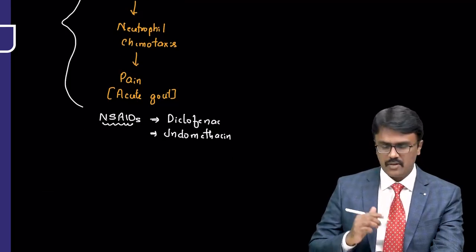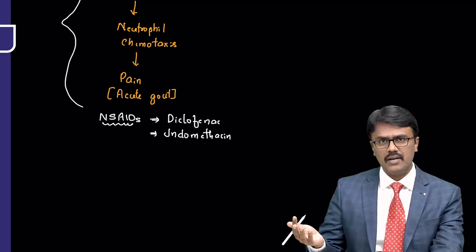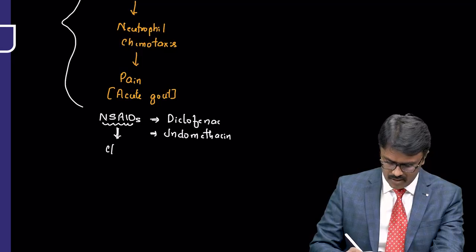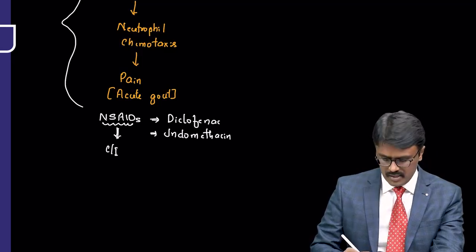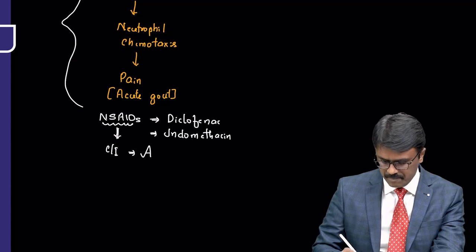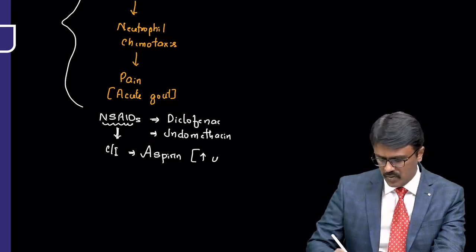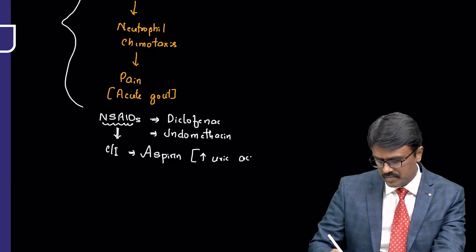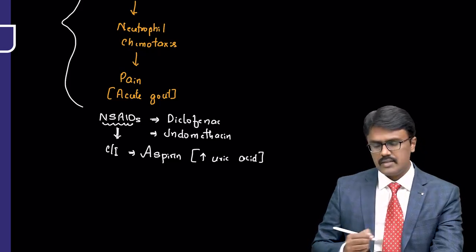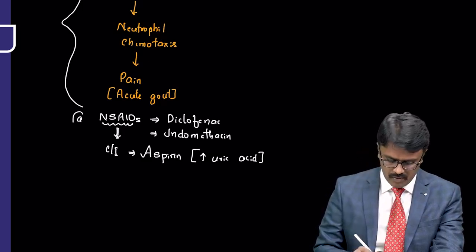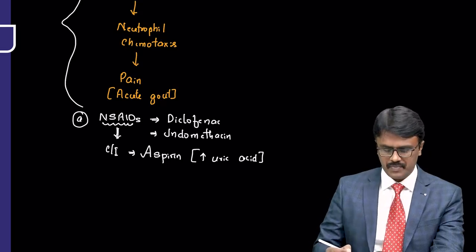But can you guess which NSAID is absolutely contraindicated in acute gout? The contraindicated NSAID in acute gout is aspirin. Aspirin, being an NSAID, is contraindicated because aspirin itself can increase the uric acid level. That's the reason the NSAID that is contraindicated in acute gout is aspirin. So that is number one that is used in acute gout.